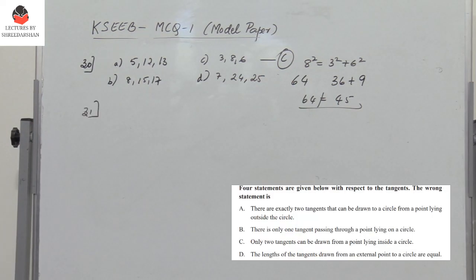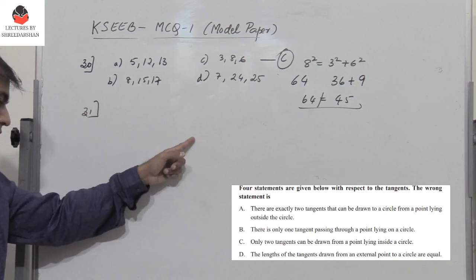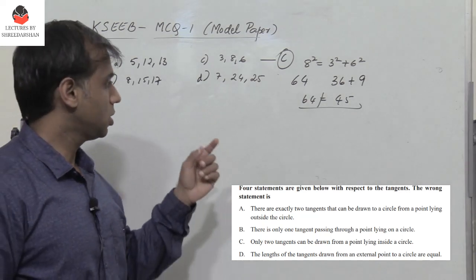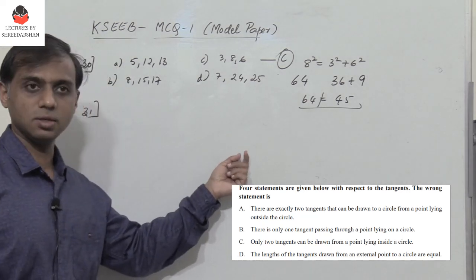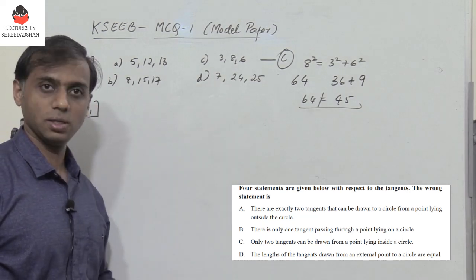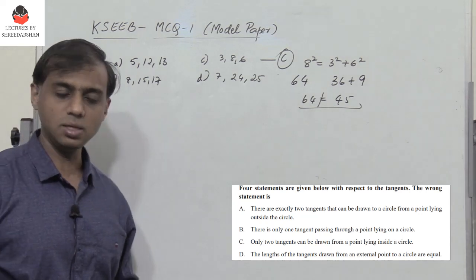4 statements with respect to tangents. The wrong statement is. So let us go through all these statements. There are exactly 2 tangents that can be drawn to a circle from a point lying outside the circle. So this is the right statement. So if I consider a point outside the circle, exactly 2 tangents can be drawn to the circle from a given point. So the first one is the right statement. There is only one tangent passing through a point lying on a circle. Of course, this is a true statement.